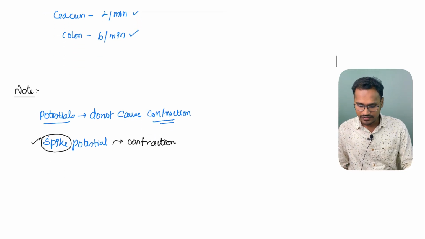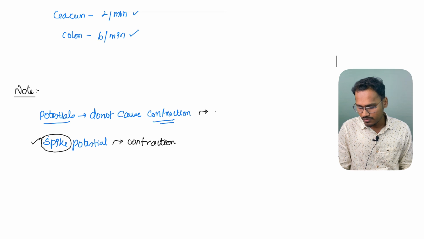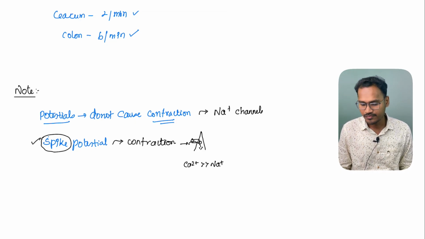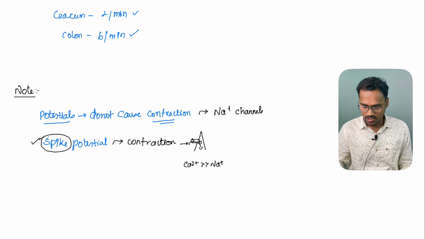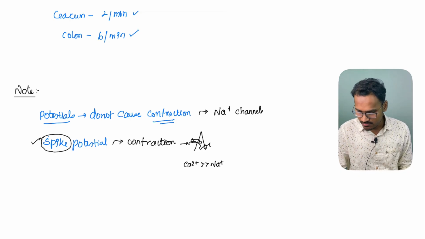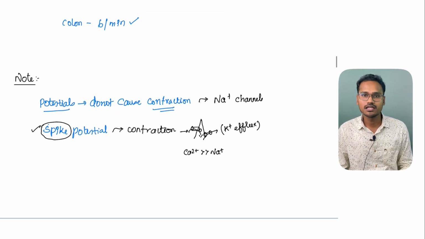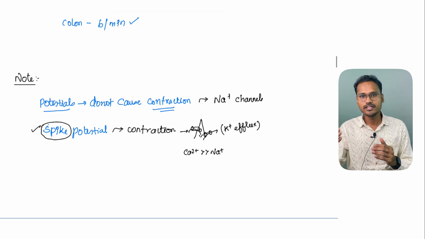The baseline activity is most of the time due to sodium channels. Whereas for the spike potential, there is an upward stroke and a downward stroke. The upward stroke in a spike is majorly contributed by calcium and some amount by sodium also. Whereas the repolarization, or the downward stroke of the spike, is by potassium efflux. So the upward stroke is by calcium, and the downward stroke is by potassium efflux. The potassium will move out.